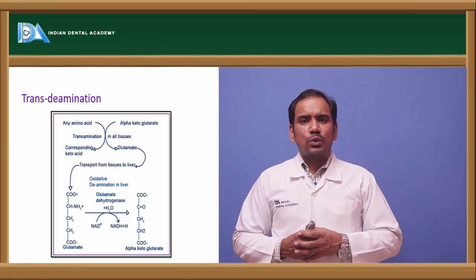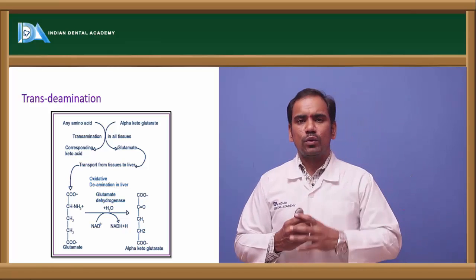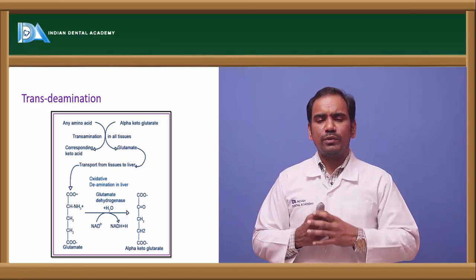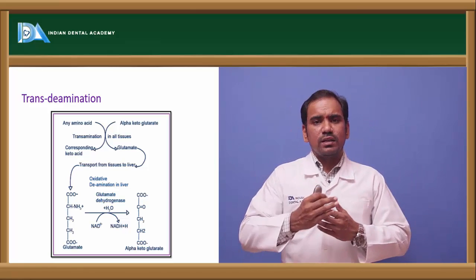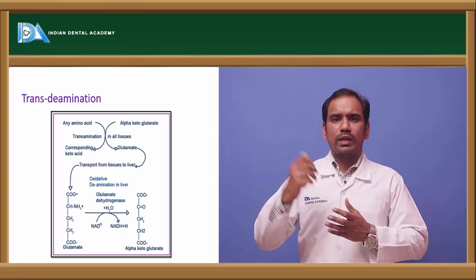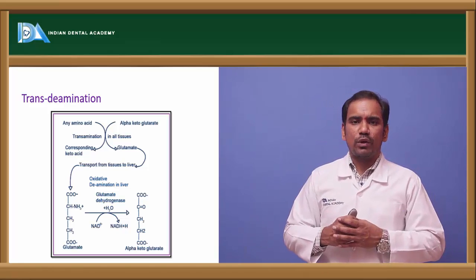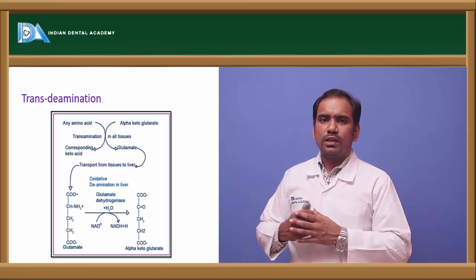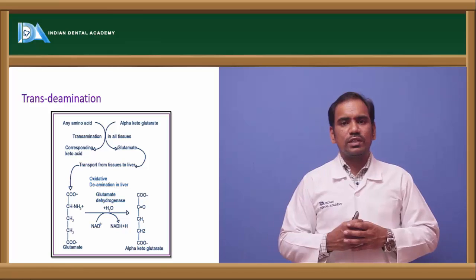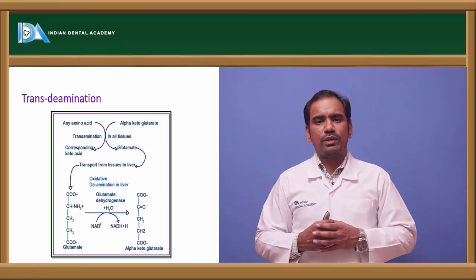As I told you, the amino acid in its catabolism loses the amino group, so we have to remove the amino group from the amino acid. In that removal, first the amino group is transferred to a keto acid, so that keto acid is converted into amino acid, and that amino acid is transported to the liver. This is what basically happens in the removal of amino group from the amino acids.